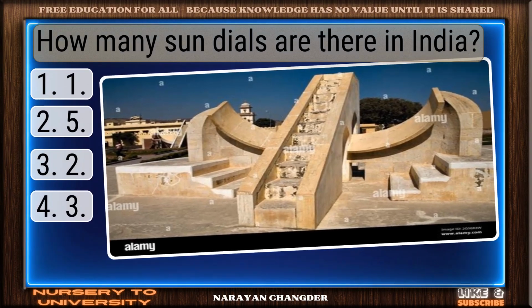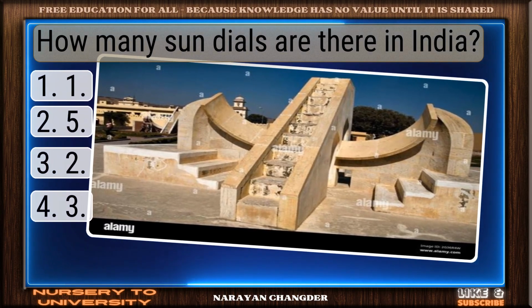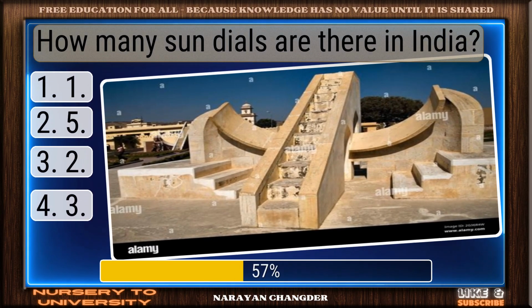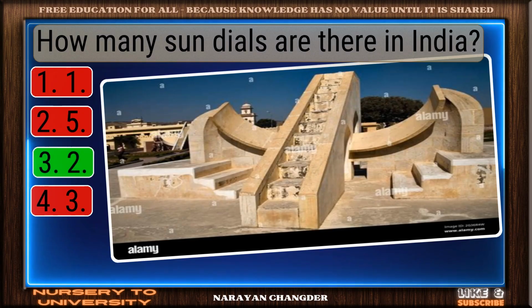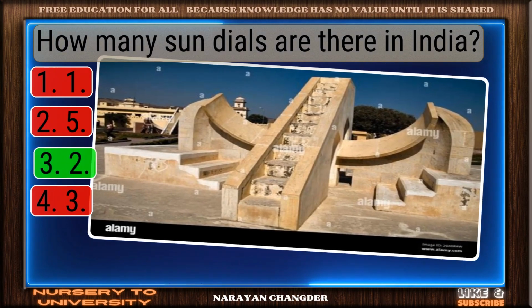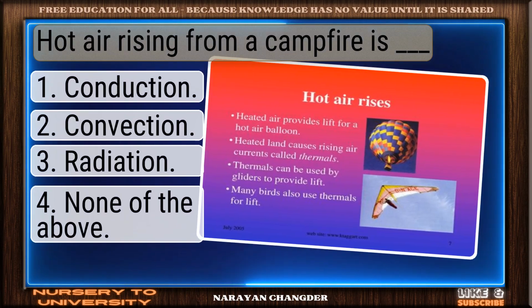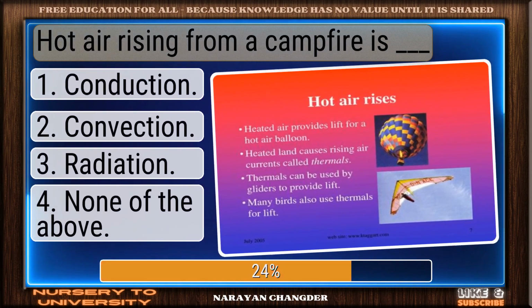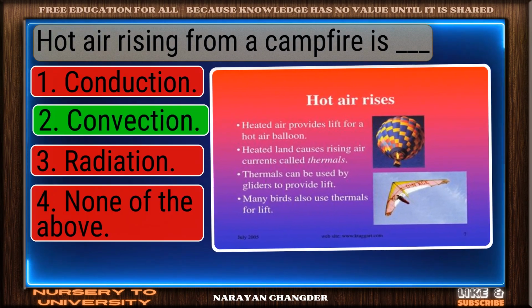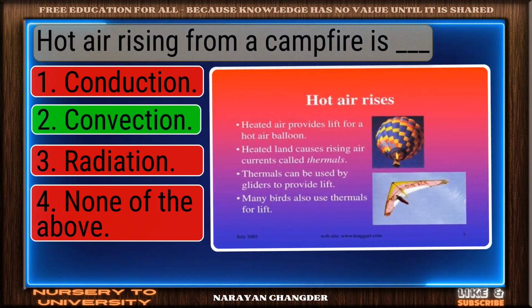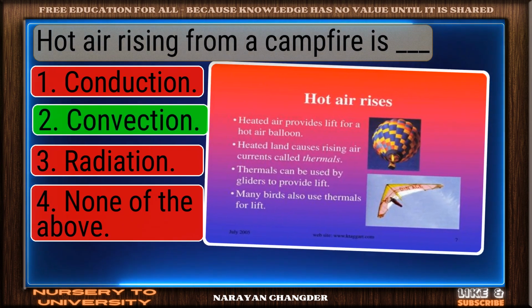Question number 115. How many sundials are there in India? On track. 2 is the correct answer. Question number 116. Hot air rising from a campfire is dash. Sharp thinking. Convection is the right choice.